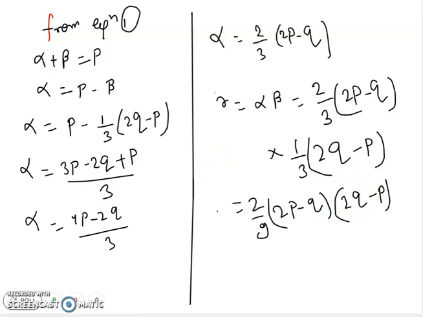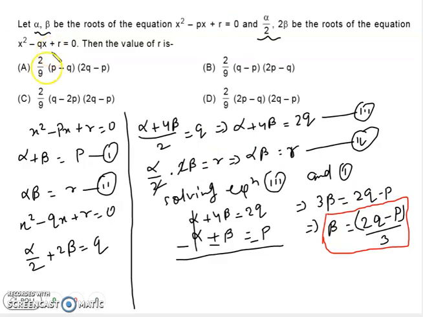So I am going to check which option is correct. According to this information, 2 by 9 (2p minus q)(2q minus p), so option D is correct.